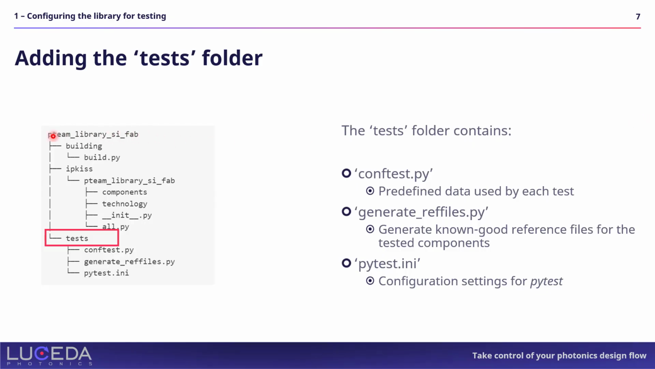Here we have our library. In our case, we have the pteam library scifab. And inside we have a building folder and an IPKISS folder, as you've seen in previous tutorials on how to build your component library. In addition to these two folders, you're now going to add a test folder, which contains a conftest.py file, which contains predefined data used by each test. Then we have a generate_reffiles.py, which contains the code to generate known good reference files for the tested components. And then we have a pytest.ini, which contains configuration settings for PyTest.